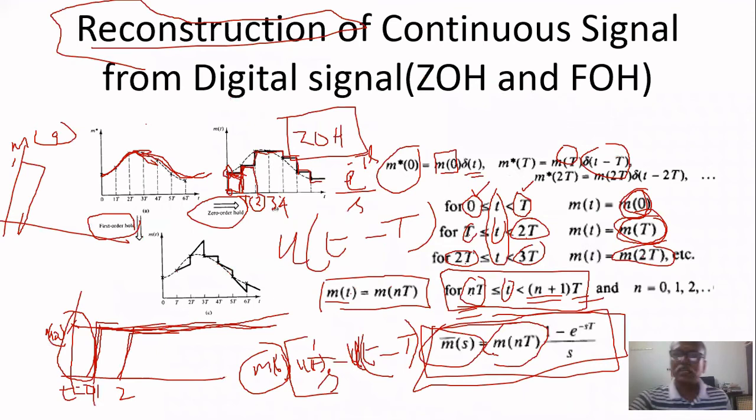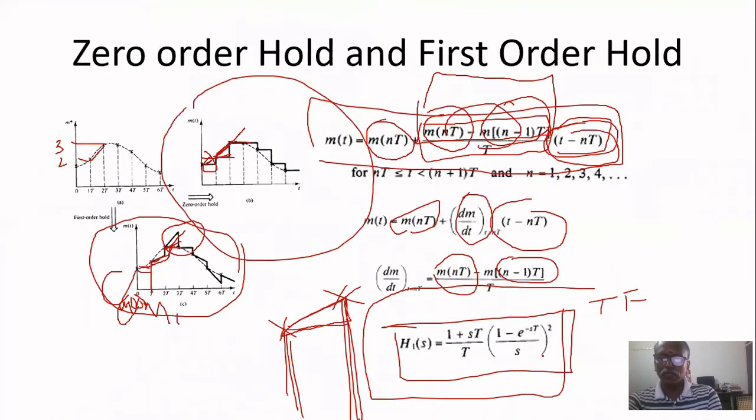This is the transfer function, m of n tau, (1 minus e power minus sT) by s. That is the transfer function for zero order hold. This is the output, this is the input. Output by input, you will get the transfer function. This is the transfer function for first order hold.